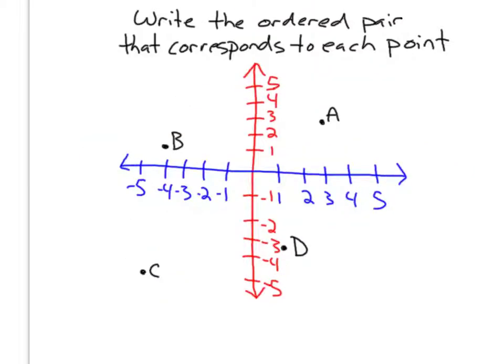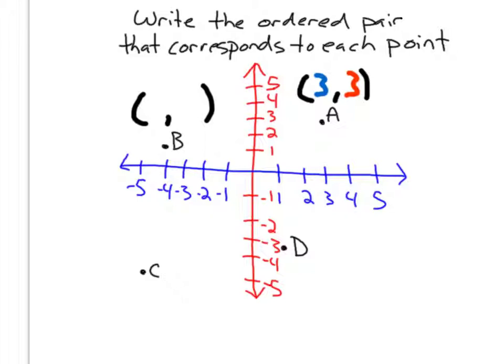Okay, this says to write the ordered pair that corresponds to each point. So, when I write an ordered pair, I need to make sure I've got parentheses and a comma, and I'm going to have two numbers separated by the comma. Well, if I start at the origin, I'm going to do point A first. If I start at the origin, I need to go over positively 1, 2, 3. So that's my first number. Okay, and we'll color code that for x's. So it's 3. And then my y value is up 1, 2, 3. So the ordered pair is 3, 3. Okay, that's the coordinate.